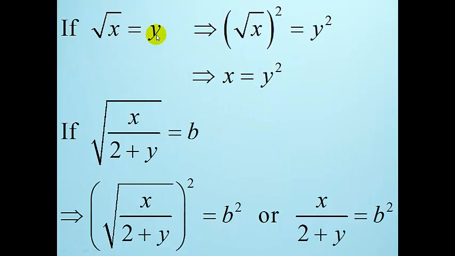If root x is equal to y and we are searching for x, we have to square both sides, and that implies that root x all squared is equal to y squared. Now the square will cancel the root, and so we are left with x on the left hand side is equal to y squared. Similarly, if you have the root of x over 2 plus y equals b, squaring both sides, you have the square root of x divided by 2 plus y all squared is equal to b squared. Now the square, that is the 2 as an exponent, will cancel the square root, and we are left with x over 2 plus y on the left hand side is equal to b squared.